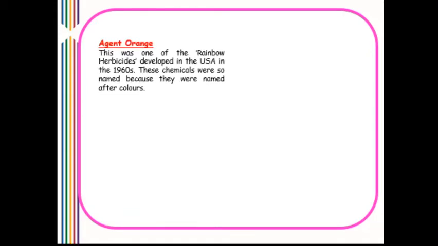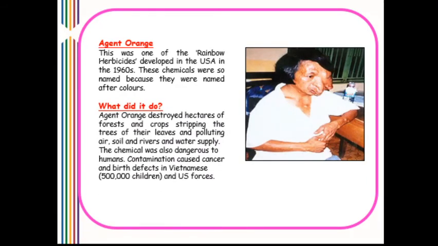So a little bit more about Agent Orange then. So this is one of the rainbow herbicides, so similar to Agent Blue that we mentioned before as well, developed in the USA in the 1960s. These chemicals were so named because they were named after colours. So what did it do? Agent Orange destroyed hectares of forests and crops, stripping the trees of their leaves and polluting air, soil, rivers, and water supplies. The chemical was also dangerous to humans, and contamination caused cancer and birth defects in Vietnamese. So up to 500,000 children are estimated to have been born with birth defects due to Agent Orange. And it also did affect US forces as well.